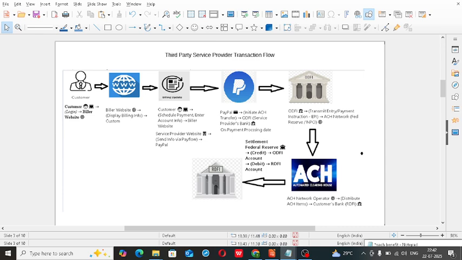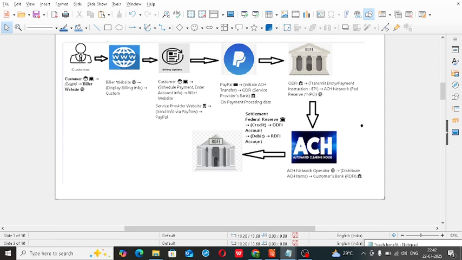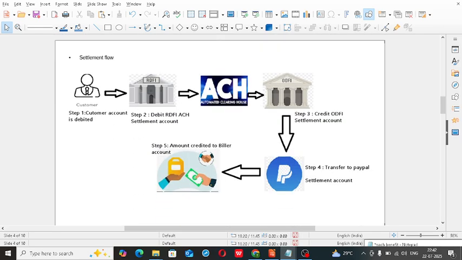Here, the settlement happens as a net settlement. Credit happens for the originating depository financial institution, and debit happens for the receiving depository financial institution. This is the settlement flow. First, what will happen?